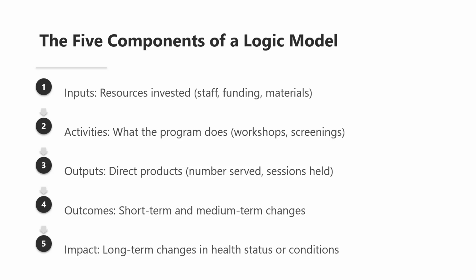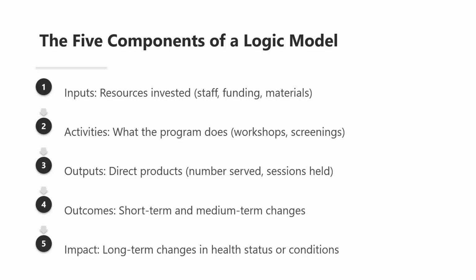Third are the outputs, which are the direct, countable products of the activities. How many workshops were held, how many people attended, how many brochures were distributed. Outputs are closely related to process objectives.